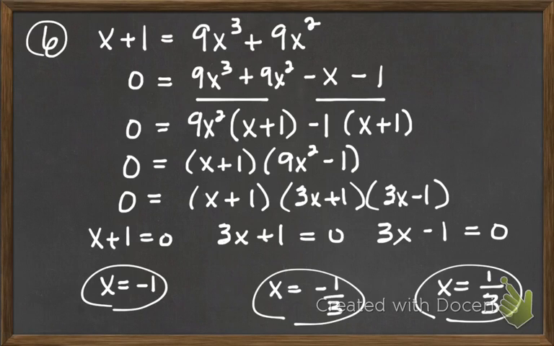So again, we knew to begin with, before we ever got started here, if the highest degree term was a 3, then we should end up with 3 solutions. 3 solutions. All right, let's look at one more that's factoring. Any questions about number 6?